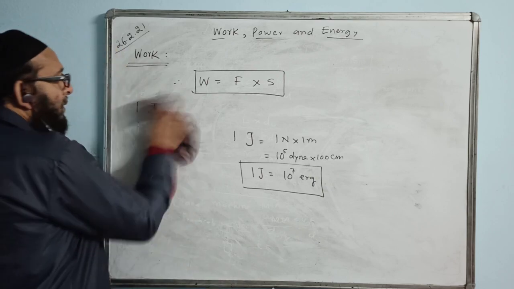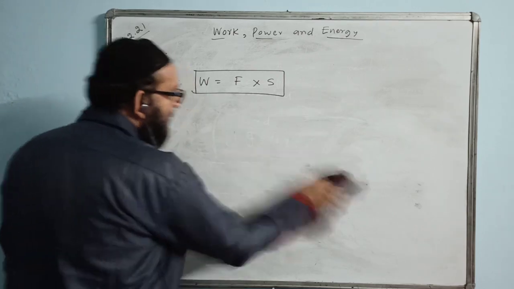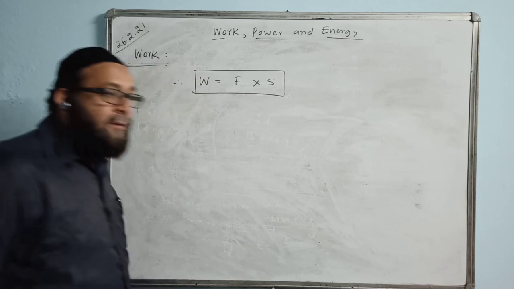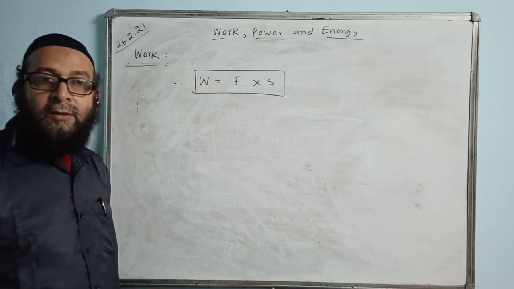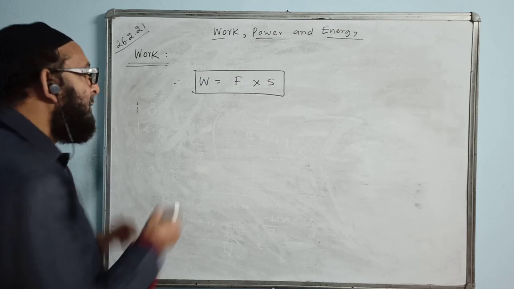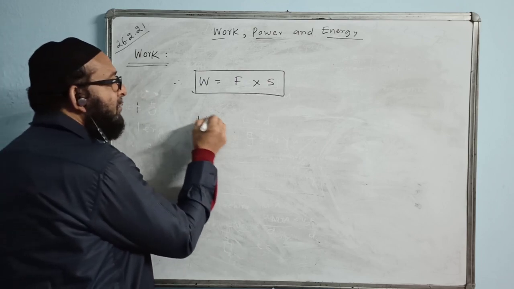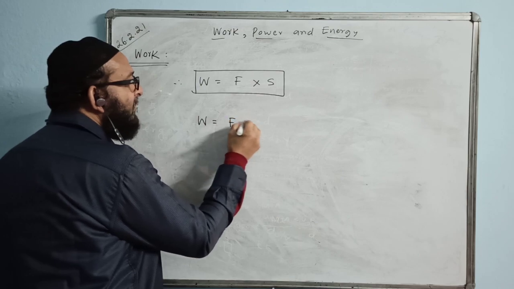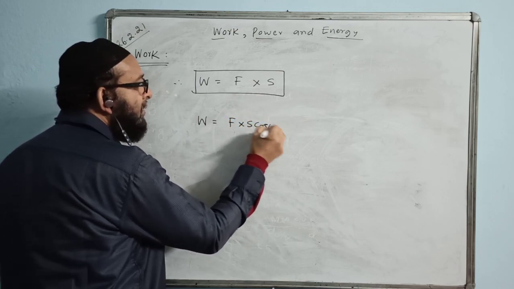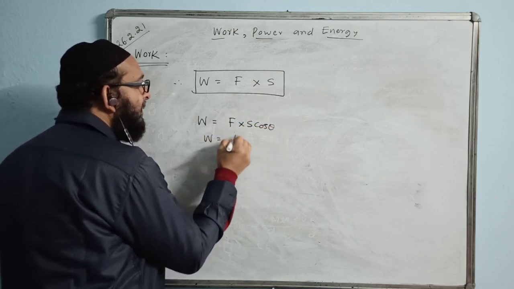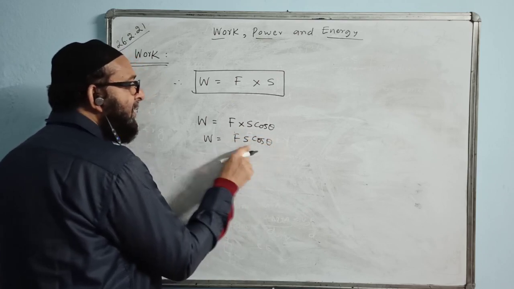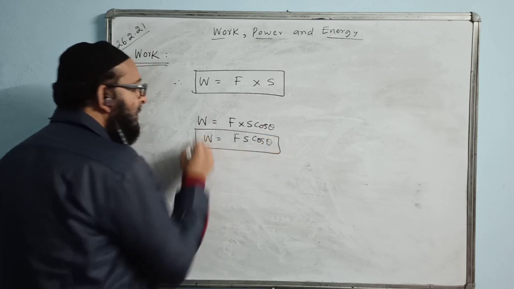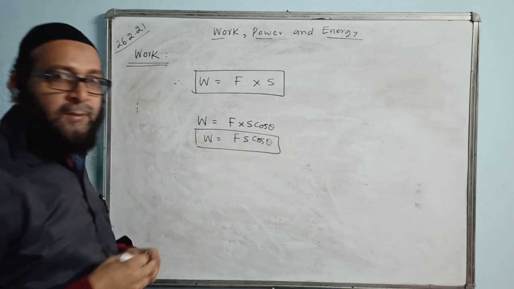Okay. Now, when there is an angle between force and displacement, then how is the work done by the force measured? That formula will slightly change. We write the formula W is equal to F into S cos theta, or in short, F S cos theta, where theta is the angle between force and displacement.